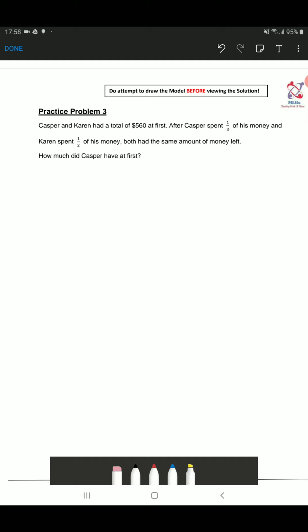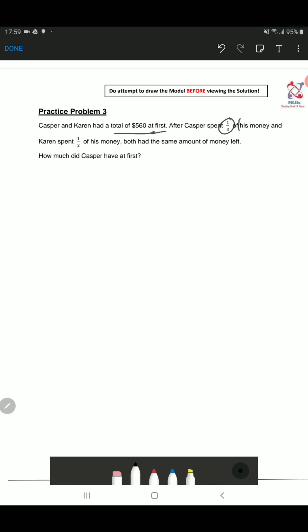What kind of fractions do they represent? So if you look at the problem and read the question, Casper and Karen had a total of $560 at first. After Casper spent 1/3 of his money and Karen spent half of his money, can you add these 2 fractions together? You definitely cannot add these 2 fractions together because why?